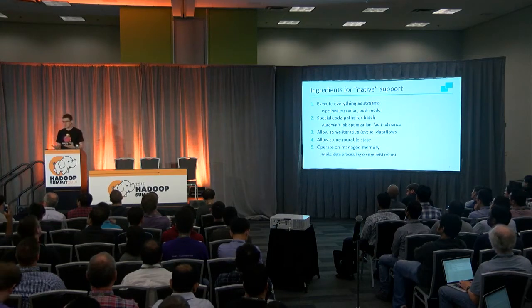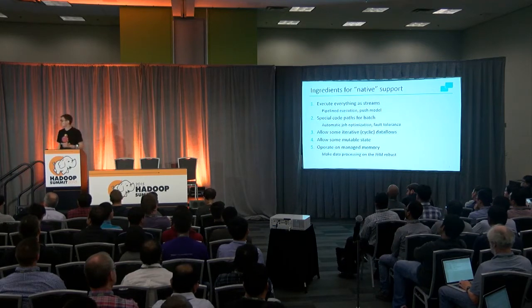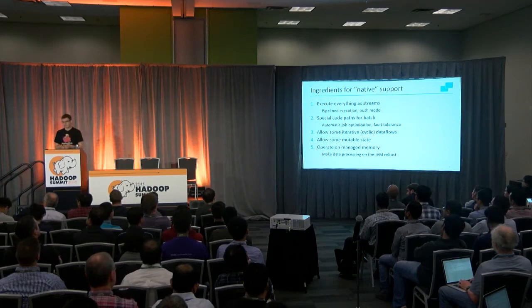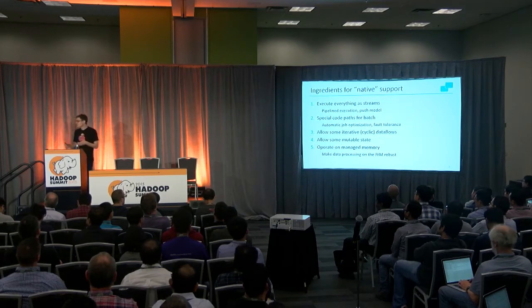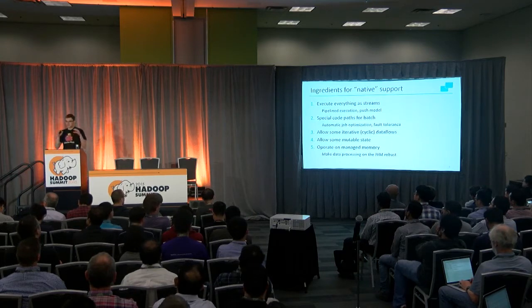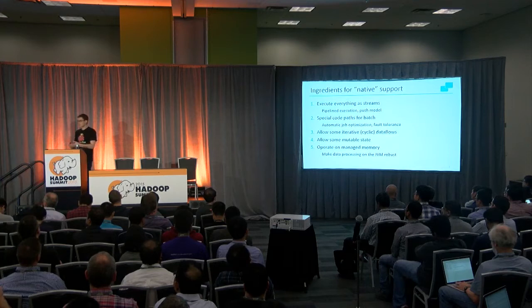Then we have special code paths for batch programs. When you do a batch program on our pipeline runtime, you can do further optimizations because you know that the data set is finite. You know that the incoming data will stop at some point. And when we know that we are executing a batch program on Flink, we can do a different form of fault tolerance, and we can also do the automated job optimization using the optimizer.